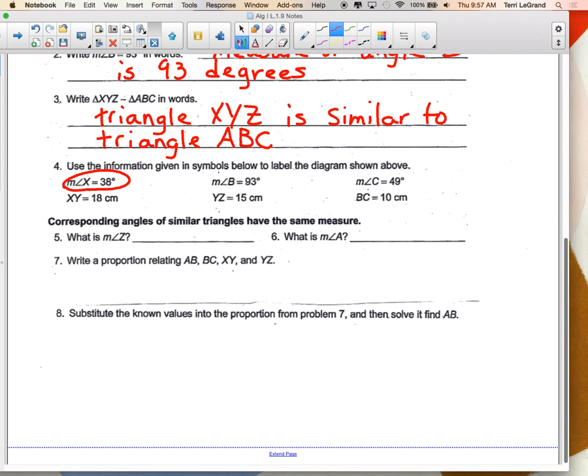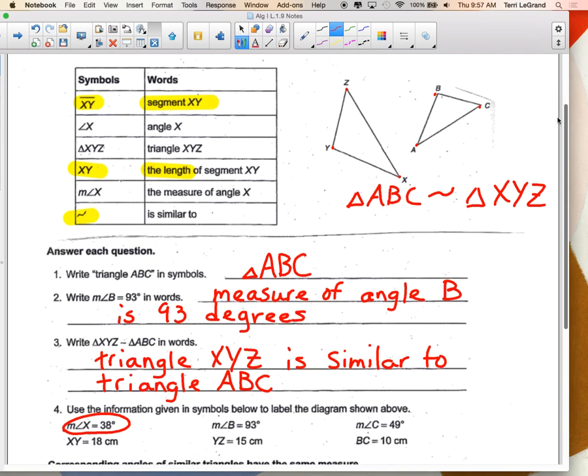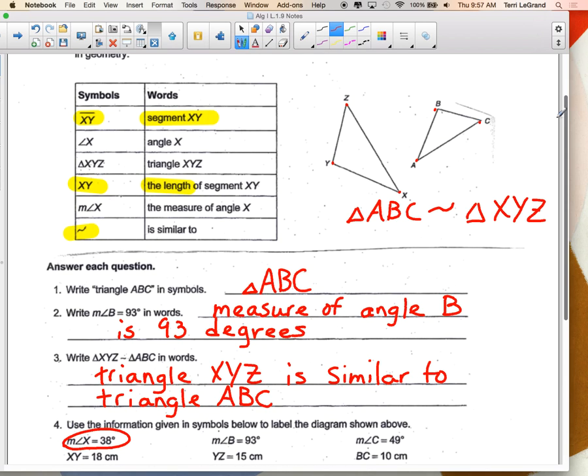Okay, the measure of angle X is 38 degrees. So we'll go up here to angle X, which is the angle with a vertex of X, and we can say in there that it is 38 degrees. And then let's jump down to the next one right below it.